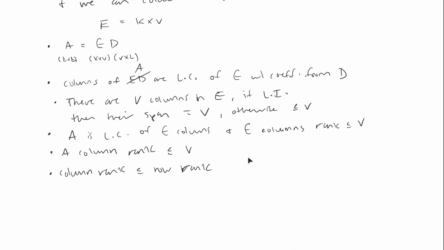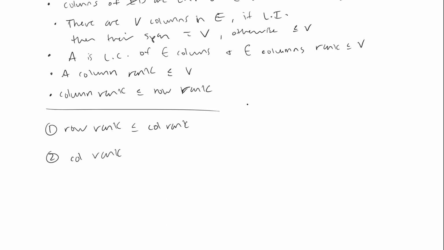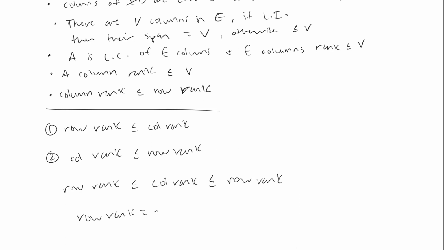And so now we've pretty much come to the end of it, right? After all of that, we found in the first part that the row rank is less than or equal to the column rank. And then in the second part, we found that the column rank is less than or equal to the row rank. And so if the row rank is less than or equal to the column rank, which is less than or equal to the row rank, then this must mean that the row rank is equal to the column rank. And that pretty much completes the proof.